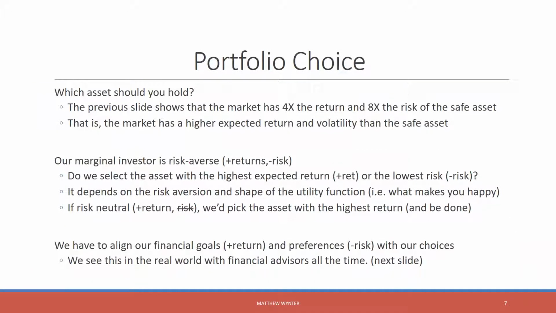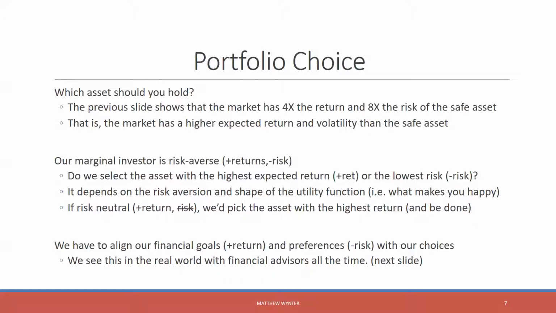So which asset should you choose? The previous slide shows that the market has 4 times the return and 8 times the risk of the safe asset. That is, the market has a much higher expected return and volatility than the government bond. Our marginal investor is risk averse, so she likes returns, does not like risk. Do we select the asset with the highest expected return or the lowest risk?